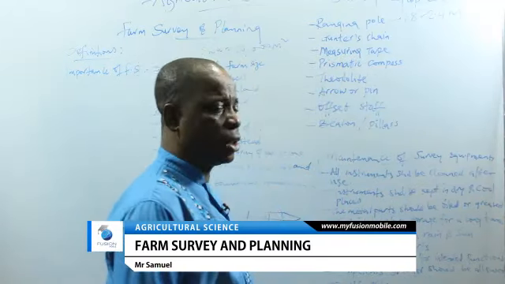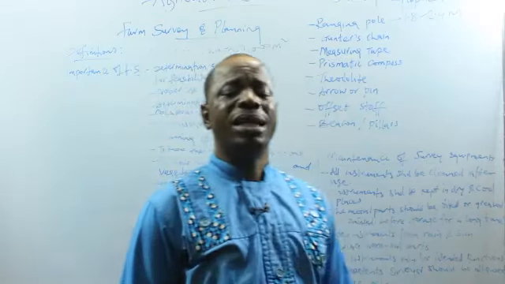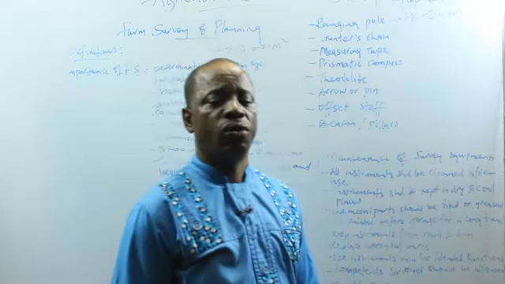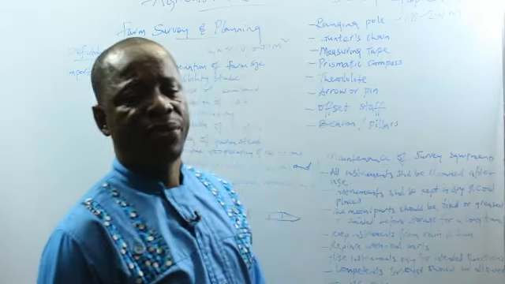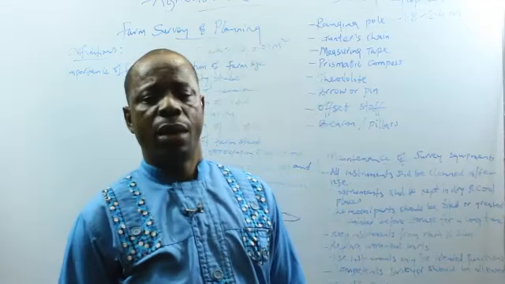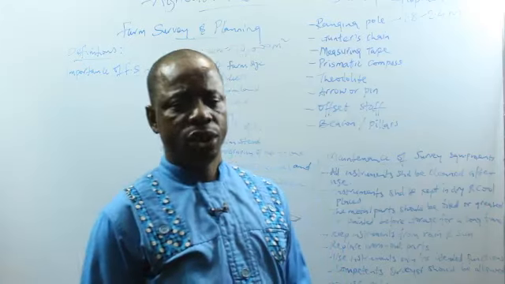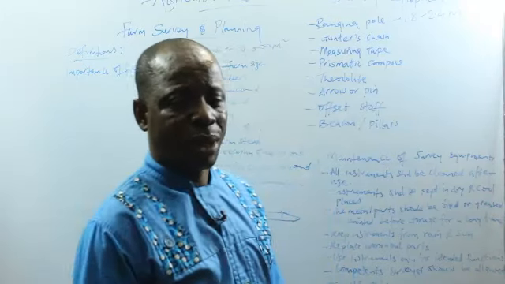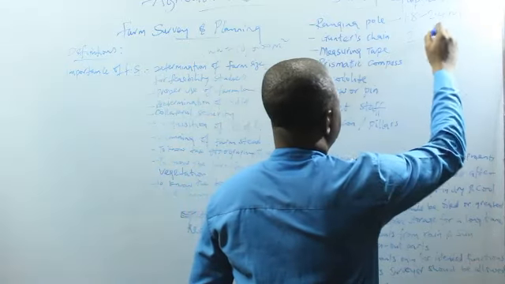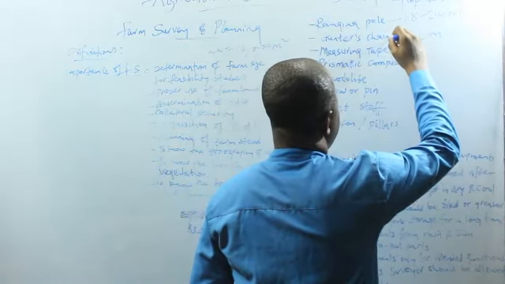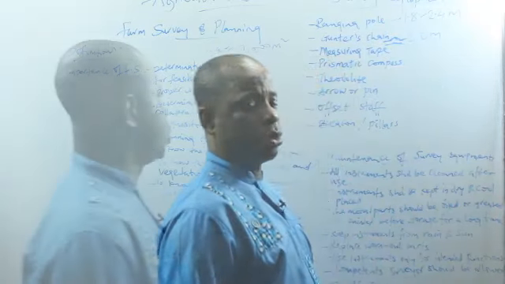Okay, let's go to Gunter's chain. Gunter's chain was designed by Mr. Gunter many years before the invention of measuring tapes. Gunter's chain consists of dumbbell chain links that are connected together in length. Gunter's chain is about 20 meters. It's not fully 20 meters. It's about 19.6 meters.